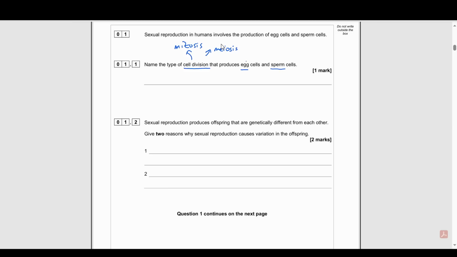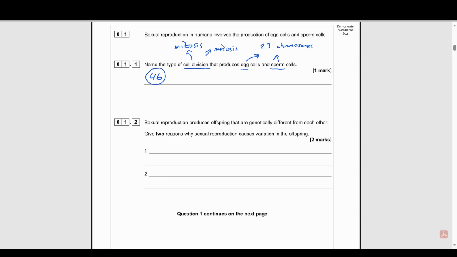Now, what do these two cells have in common? Well, they're both specialized cells, and they both contain 23 chromosomes. That is half of what a body cell would have, because a body cell would have 46 chromosomes. So the egg cells and the sperm cells would need to join together, because 23 times 2 would give us 46.